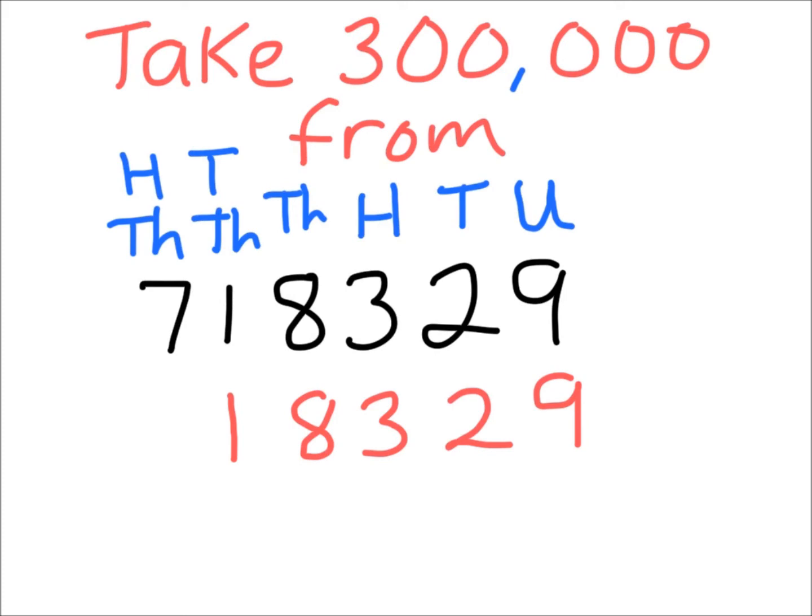I've got 700,000, but I have to subtract 300,000. So what is 300,000 less than 700,000? Well, 700,000, take away 300,000. 7 take away 3 leaves me 400,000. I'm going to go and put my commas into both of these numbers. 1 digit, 2 digits, 3 digits, comma, and underneath 1 digit, 2 digits, 3 digits, comma. So this time my answer is 418,329.